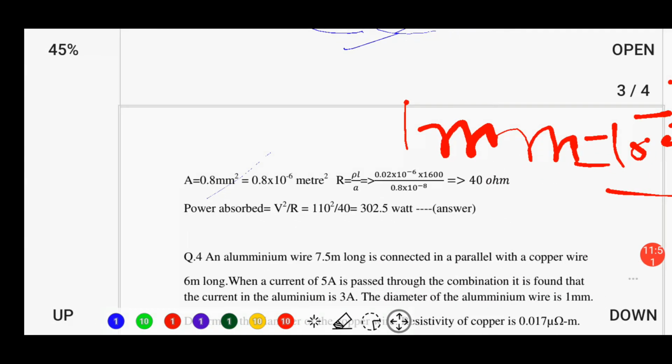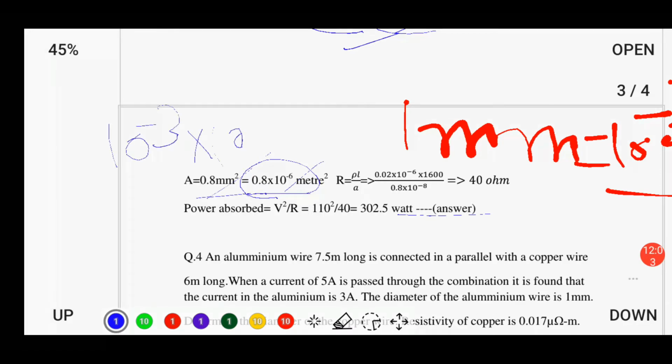So on multiplying 10 to the power minus 3 two times, what will we get? 0.8 multiplied by 10 to the power minus 6. Because it is the area, we multiply 10 to the power minus 3 two times, and we finally get 10 to the power minus 6. So we multiply 10 to the power minus 6 with 0.8. What will be the area obtained in meters? 0.8 into 10 to the power minus 6 meter square.